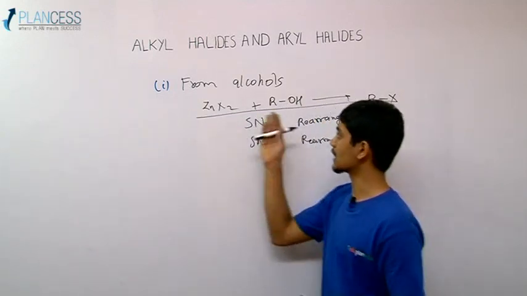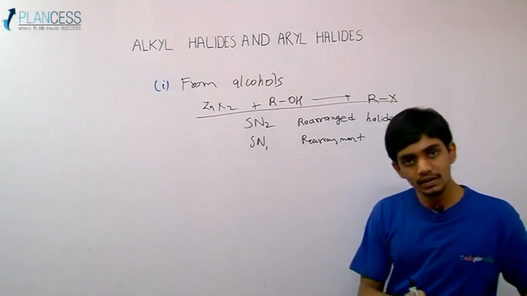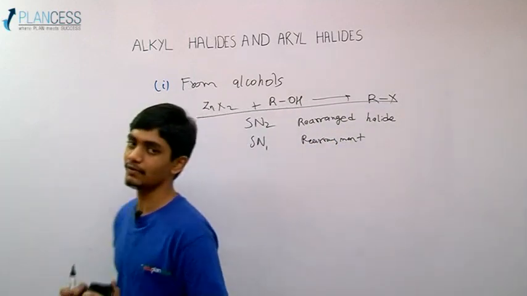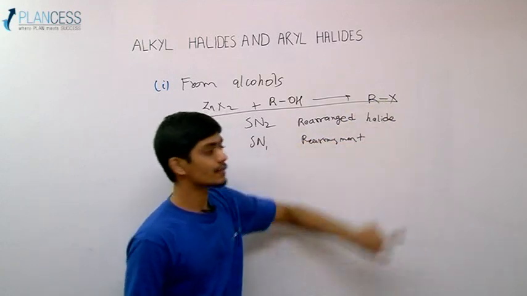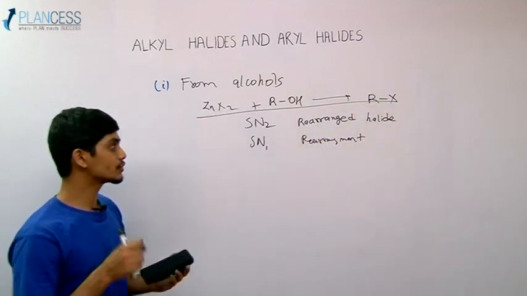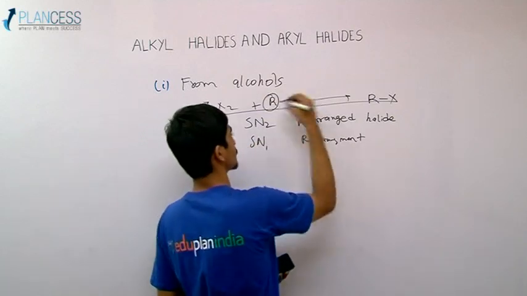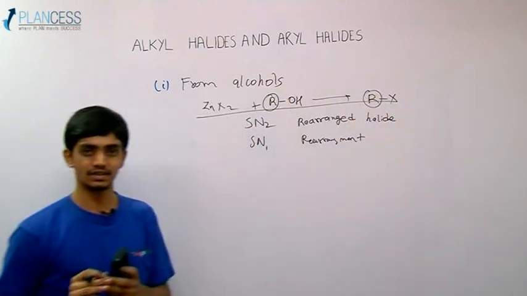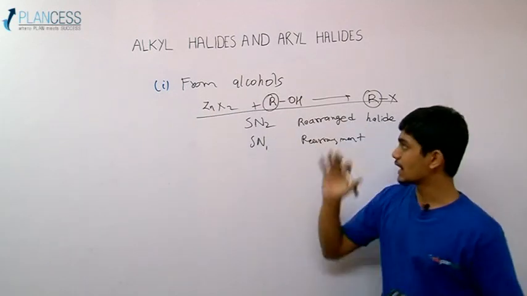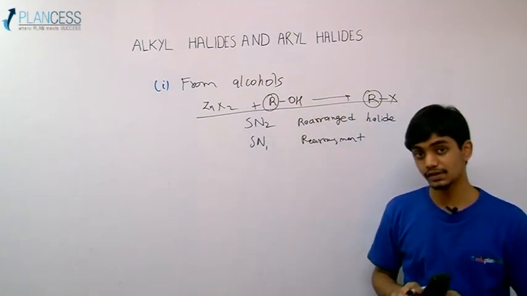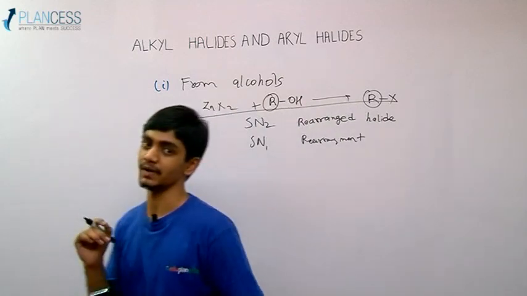Suppose you are given an alcohol and this reagent, probably you can write the mechanism in the forward direction. But if you are asked to prepare this from an alcohol, then most of the times you will take this R group as the same without any change in the structure, but it might not give you the same halide if you take this alcohol, because of the possibility of rearrangement.